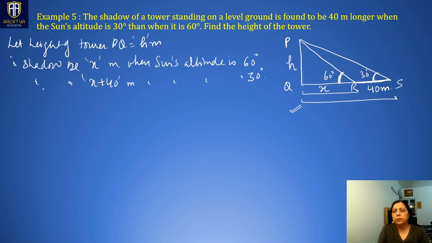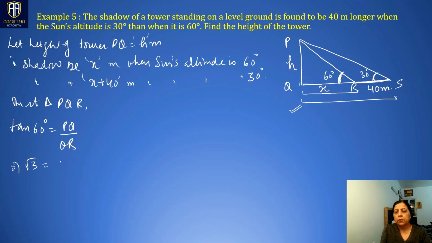Now we go for these two triangles to find H and X both. Like in first case, in right triangle PQR, again this is the angle of elevation. This QR is base, this is perpendicular. So we have to use tan. Tan 60 is PQ upon QR. Value of tan 60 is root 3. PQ we have taken as H and this is X, right? So this we can leave it here as our equation 1 because we have two unknown things in the same equation. Now we go for the next triangle.